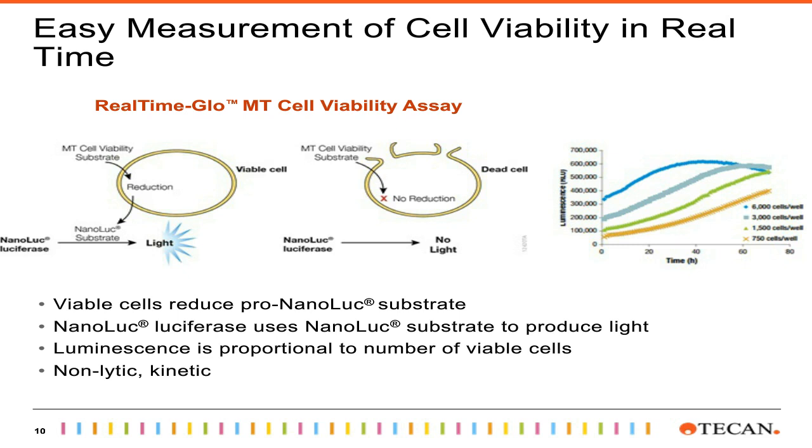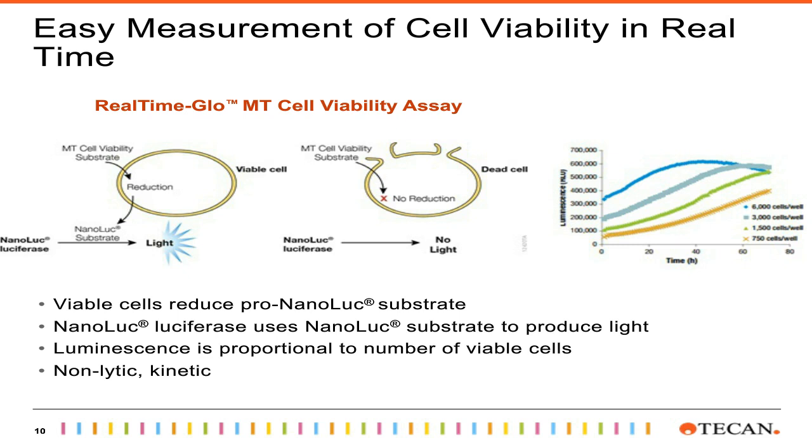And then conversely, non-viable cells are unable to reduce the substrate, therefore no light is produced. On the right-hand side of our slide here, we're showing you a schematic that gives you an idea of the effect of cell number and light output over time. So cells, if they're healthy, will continue to grow and divide over time, consuming that substrate, generating more light.